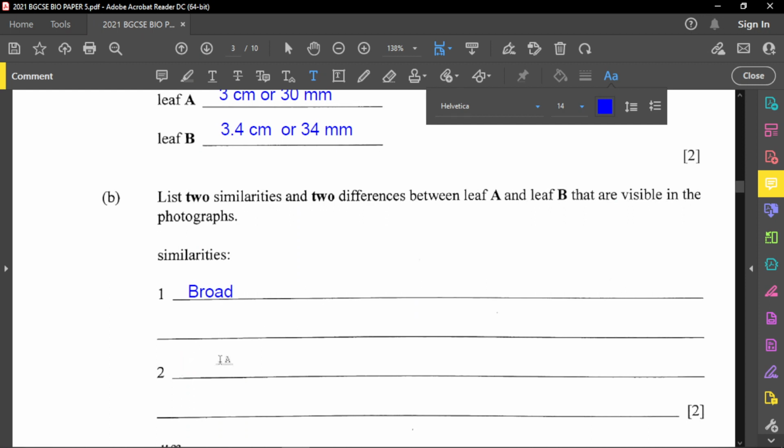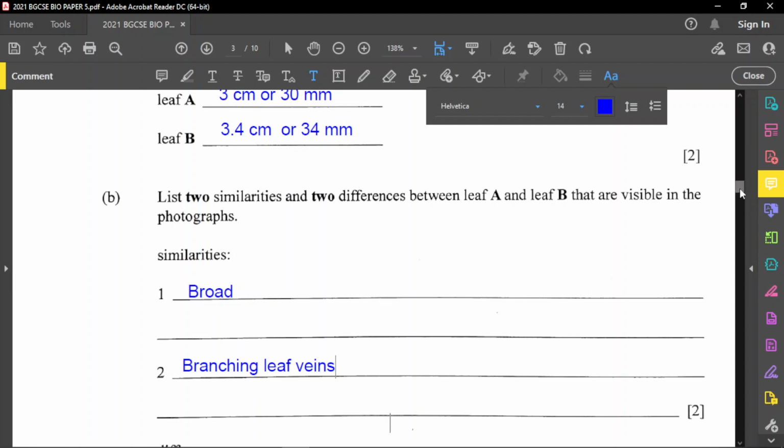The next similarity: if you look at the leaf veins, notice that they are branching leaf veins. Please write this out: both leaves are broad, and both leaves have branching veins. So you're going to write that out in a proper sentence. Both leaves are broad leaves, or you can say both leaves are broad. Both leaves have branching leaf veins. That's two similarities right there.